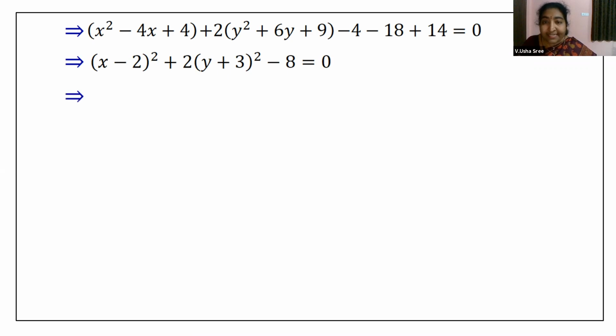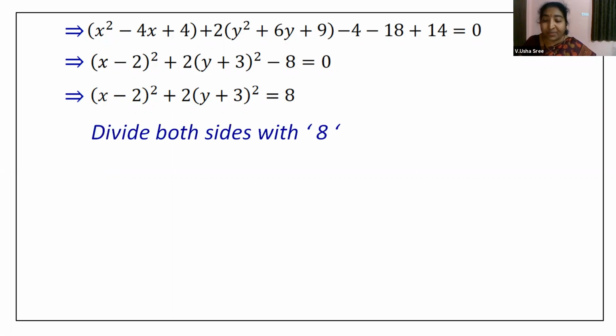So this 8 can be sent to the other side of the equality. Then you will have it as x minus 2 whole square plus 2 into y plus 3 whole square is equal to 8. But for any standard form of an ellipse, on the right hand side, we'll have it as 1. So to get 1, we will divide both sides with 8. When we do so, we will get it as x minus 2 whole square by 8 plus y plus 3 whole square by 4.